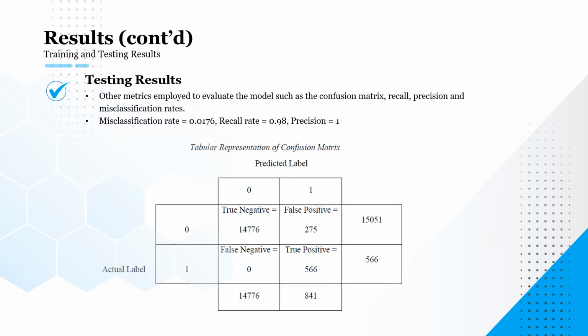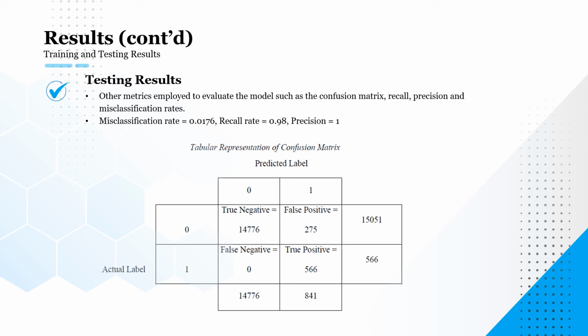Other metrics used to evaluate the model include the confusion matrix. As per the confusion matrix below, the binary classifier predicted that out of 15,617 patients, 841 were eligible for a COVID-19 clinical trial, while 14,776 were not eligible for the same. In reality, 566 patients were eligible, while 15,051 were not eligible. As per our model, 14,776 patients are true negative, while 275 patients are false positive. Our model did not have patients who fall under false negative, while 566 patients were true positive.